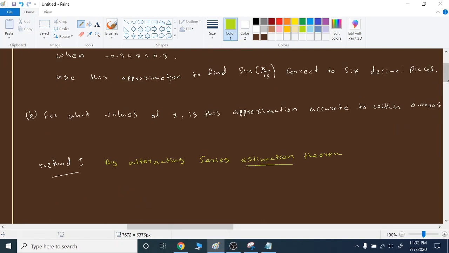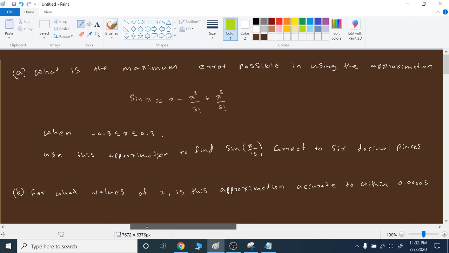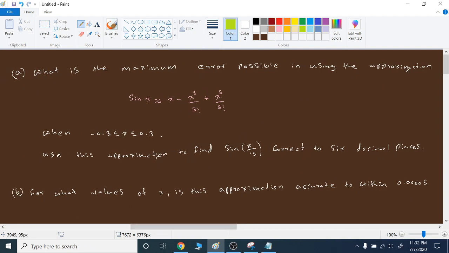Right, so let's go over the question one more time. Here it says, what is the maximum error possible in using the approximation? So basically we need to find the error caused by this approximation. Now sin x is the original function, so we are going to approximate it with this finite number of terms.